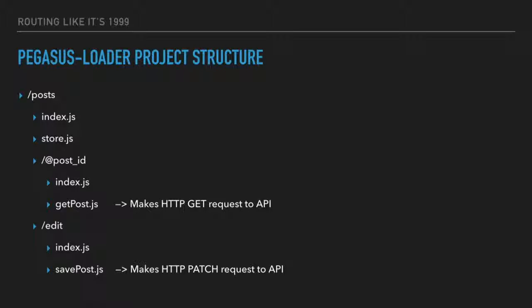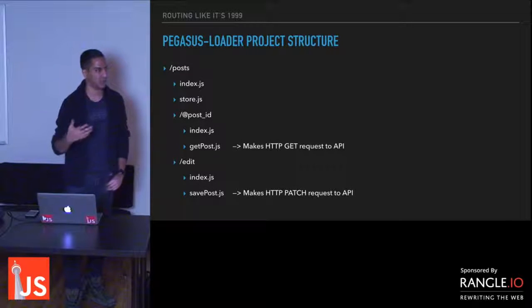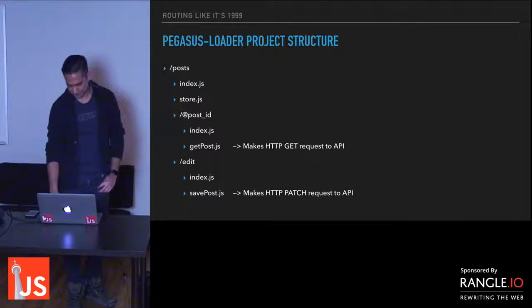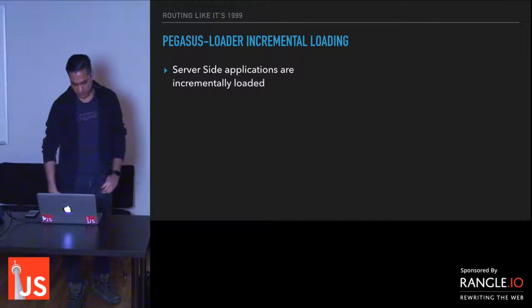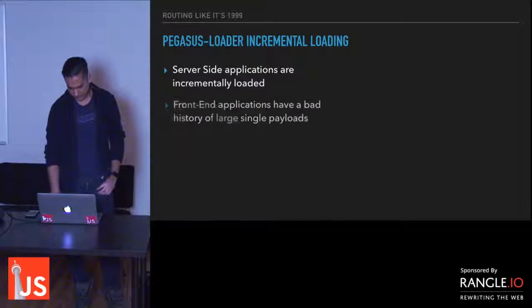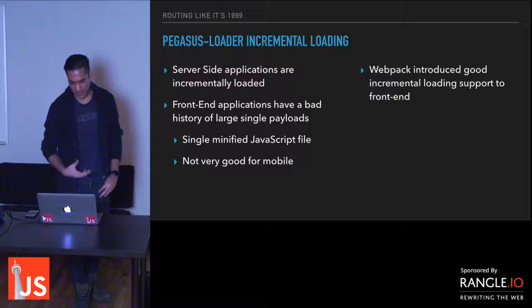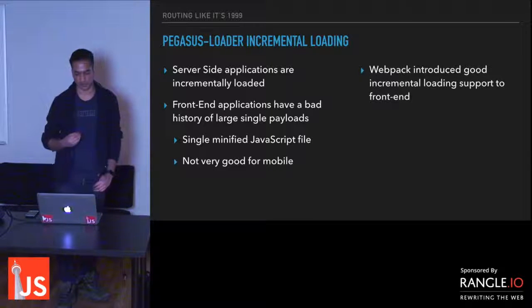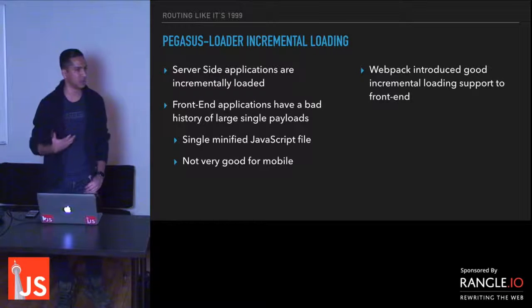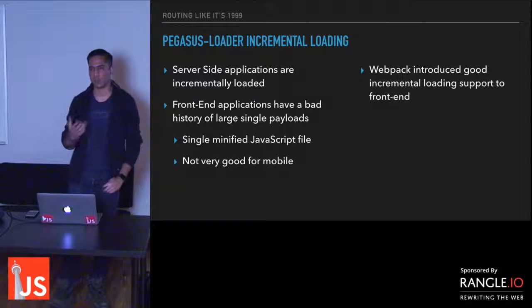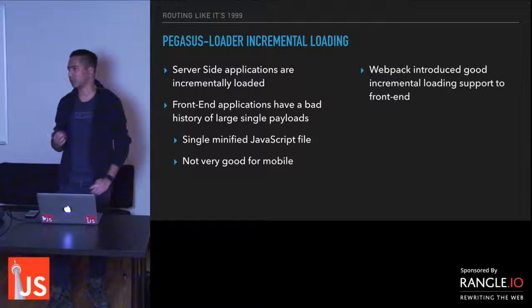How does PEGASUS-LOADER improve on that? Well, and by extension, how does React Router improve on that, in fact? So all of our server-side applications were incrementally loaded way back in the 90s. And front-end applications have a terrible history of these large payloads, not very good for mobile. So Webpack introduced us to good incremental loading support for the front end. If you're not familiar with Webpack, they have this concept of code splitting, and these code splits define code chunks. I'll get into that a bit more later.